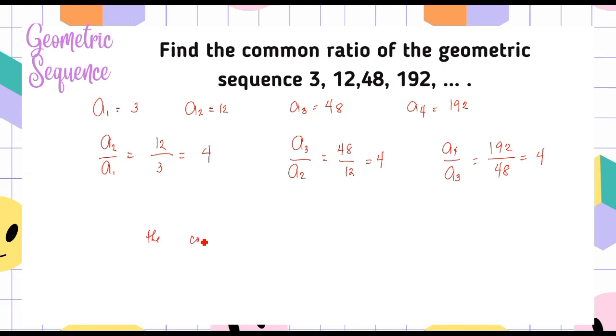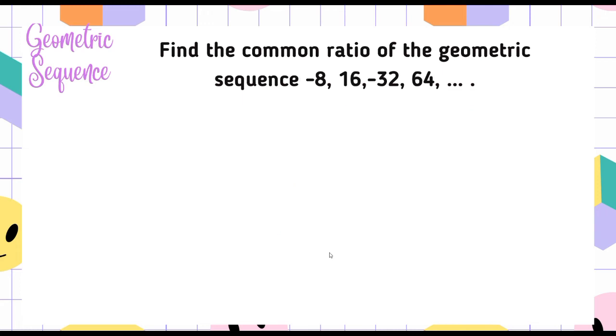Therefore, the common ratio of the geometric sequence 3, 12, 48, 192, and so on is r, which is equal to 4. Okay? So, masasabi po natin na ang 3, 12, 48, 192 ay geometric sequence.